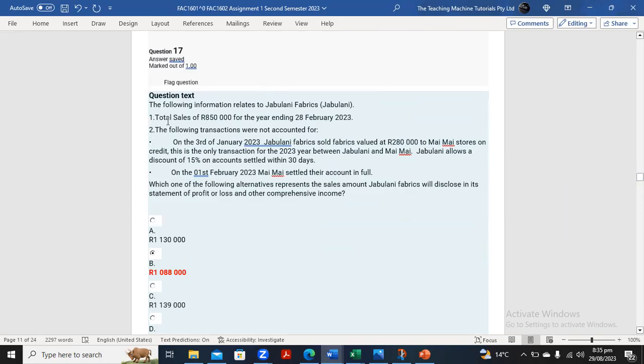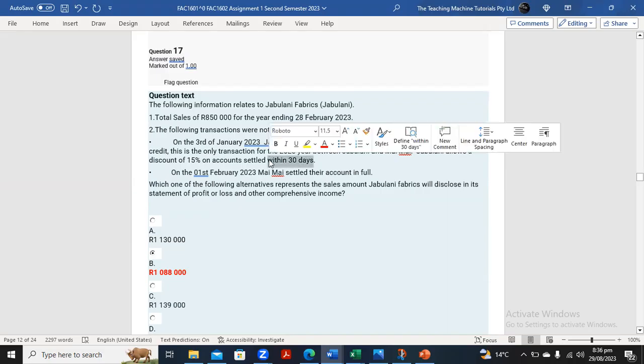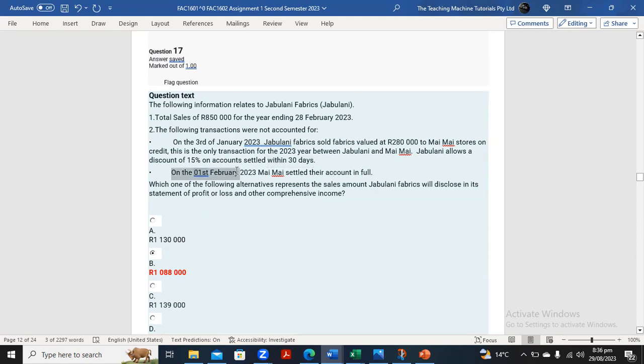Okay, 17. The following information relates to Jablan Fabrics. Jablan had total sales of 850,000 for the year. The following transactions: on the 3rd of January, fabrics valued at 280,000 were sold to Mai's stores on credit. This is the only transaction between them. Jablan allows a discount of 15% on accounts settled within 30 days. Then Mai settled their account in full, so it means that they were granted a discount.